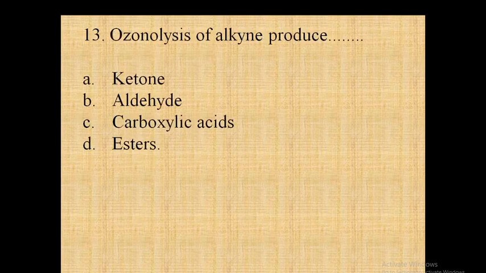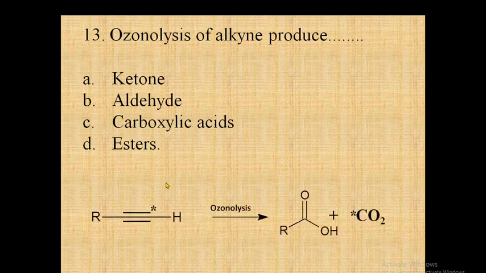Ozonolysis of alkyne produces what? Option A ketone, option B aldehydes, option C carboxylic acids, or option D esters. Let's see the ozonolysis of alkynes. Alkynes on ozonolysis form carboxylic acid and carbon dioxide. If you have a terminal alkyne, then that acetylenic carbon will convert into carbon dioxide. If that acetylenic carbon is attached to an alkyl group, then that carbon is converted into a carboxylic acid. So we are interested in option C. That's the correct answer.